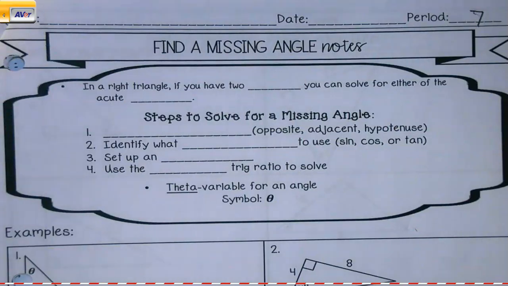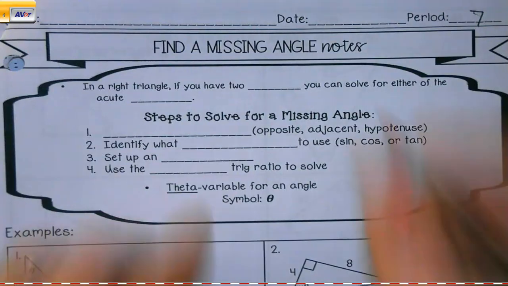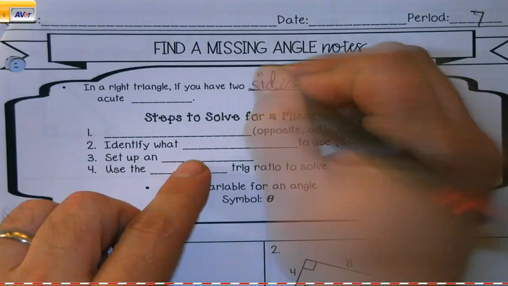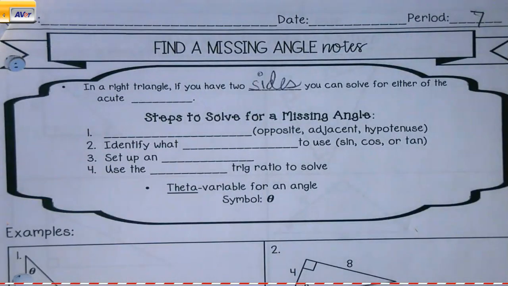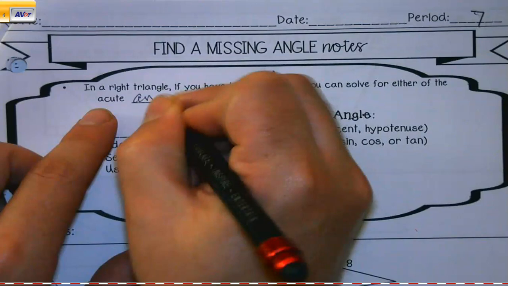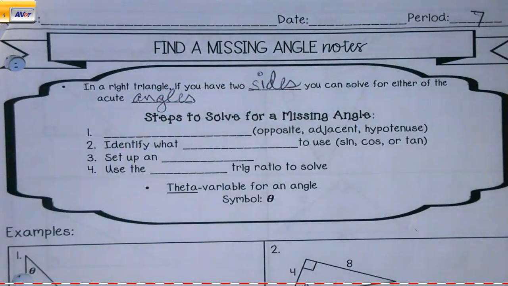Well, we're about to find out. So, finding missing angles. If you have two sides of your triangle, not just one, but two, you can solve for either of the acute angles. Acute being less than 90 degrees, because if we know one angle's 90, the other two have to add up to 90. So they both have to be less than 90. That's just a little common sense and logic here.